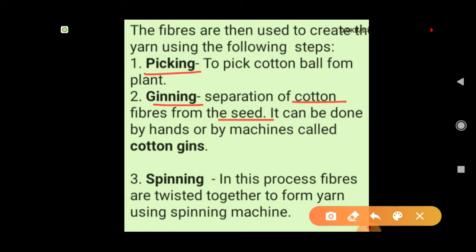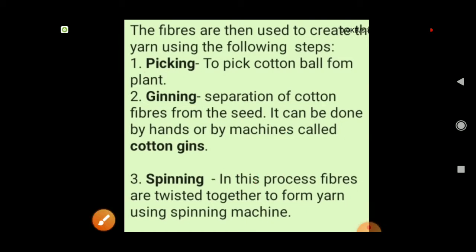Actually, the cotton fiber is the seed coat. In the cotton ball, the seeds have a seed coat. The seed coat is fibrous. The black-colored seeds are there, and the structure which is coming out, that is the fibrous cotton. It means we can say cotton is the seed coat of the cotton seed.